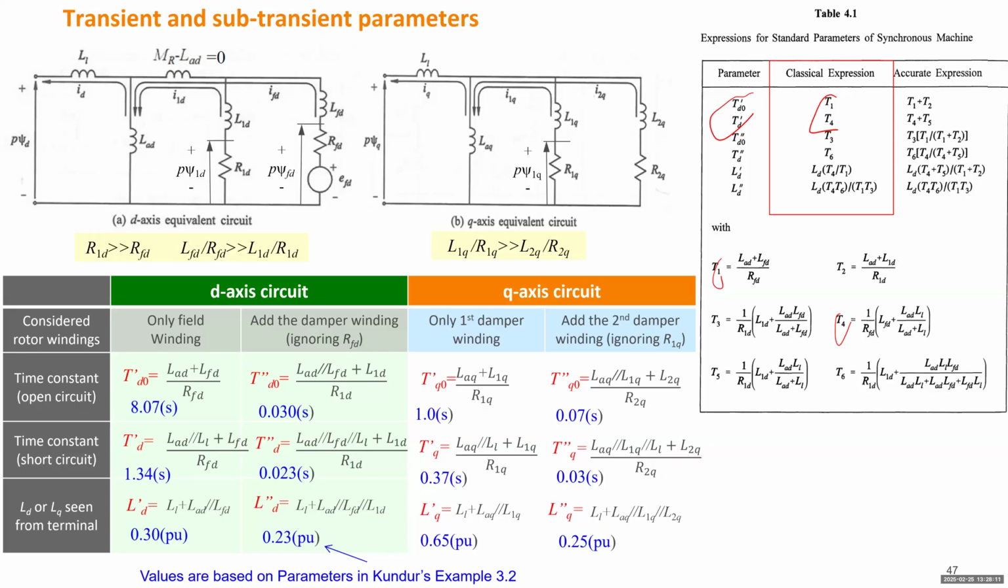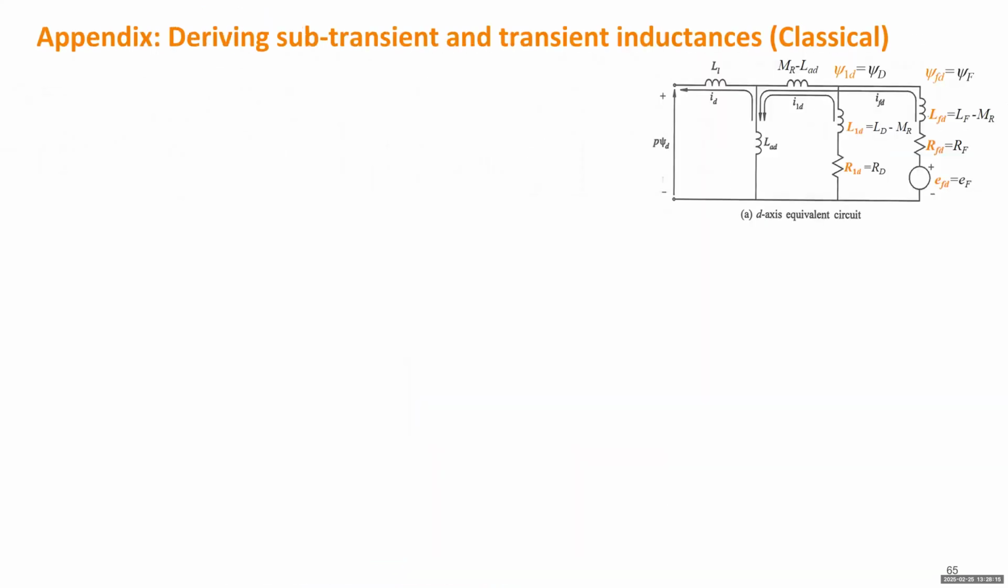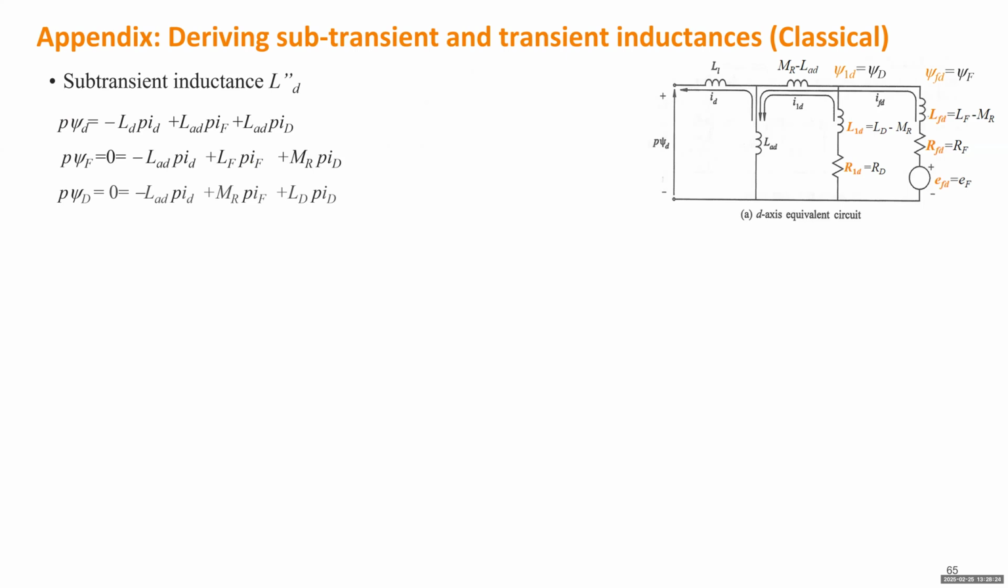What I said at the beginning is I strongly recommend everyone to pick any one to prove. I put it in the appendix. In the past, I just went through these steps to prove. For example, let's just prove LD double prime. We start from those three flux linkage equations. Only those three equations are related to LD double prime, so I can ignore the other equations.